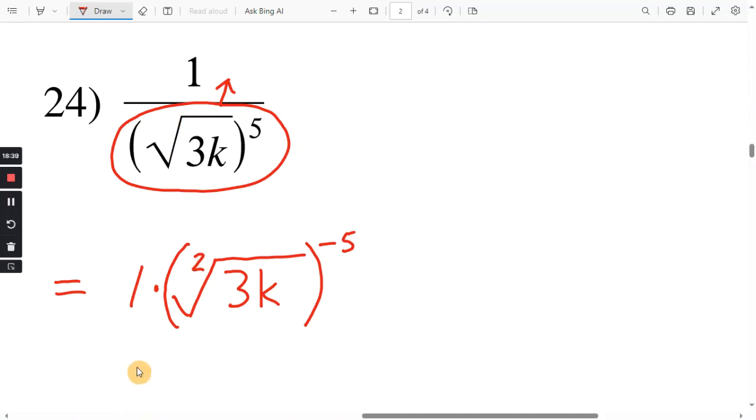All right, so I'll let you finish this one from here. You don't need the 1. And remember, the exponent is going to be your numerator. And remember, the root is going to be your denominator. So put the parentheses around the 3k and apply the root and exponent.